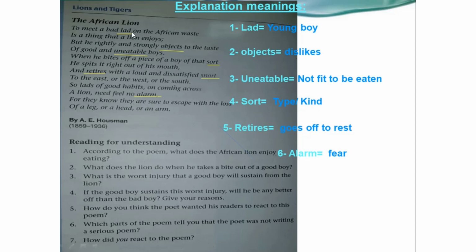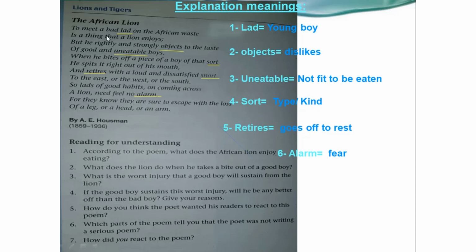The African Lion. To meet a bad lad on the African waste. Bad lad, lad means a young boy. Underline lad, students, and write its meaning: young boy. On the African waste. Waste means the discarded land, where they put all the trash and litter.